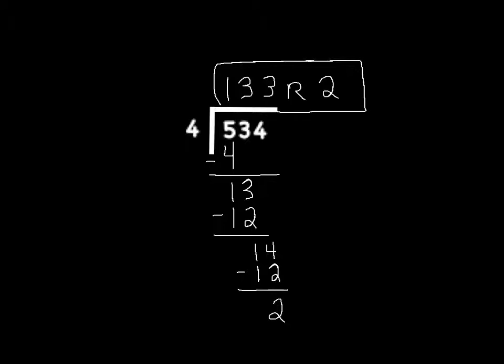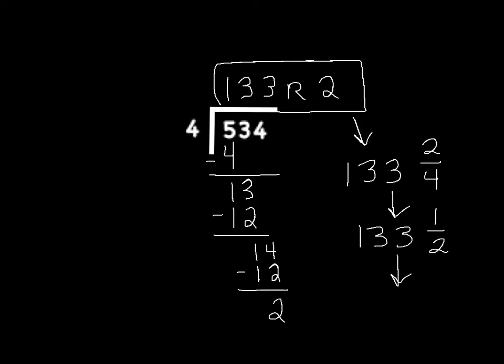We can restate the quotient 133 remainder 2 as a mixed number. The remainder 2 becomes a numerator in our fraction. The divisor, 4, becomes the denominator. So the problem can be restated 133 and 2/4, further reduced to 133 and 1/2, and in decimal form 133 and 5/10.